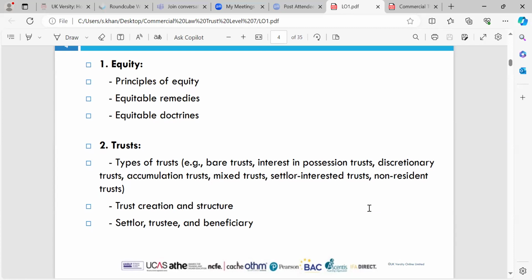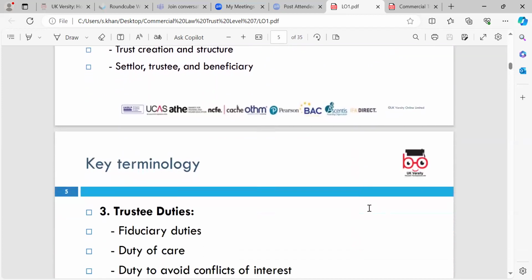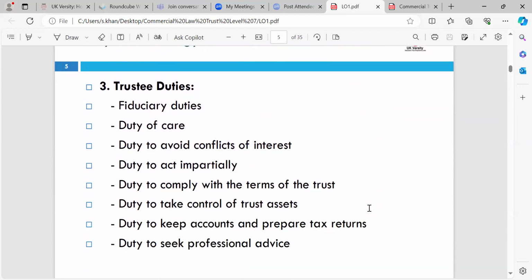Number two, we'll be looking at types of trusts. So like I mentioned, bare trust, interest in possession trusts, discretionary trust, accumulation trust, mixed trusts, settlor interested trusts, non-resident trusts. Looking at trust creation and structure: settlor, trustee and the beneficiary. And we'll be looking at the trustee's duties, which is things like fiduciary duties. A duty of care is owed to the individual, duty to avoid any sort of conflicts of interest, duty to act impartially and not take sides, duty to comply with the terms of the trust, duty to take control of trust assets, the duty to keep accounts and prepare tax returns, and the duty to seek professional advice.